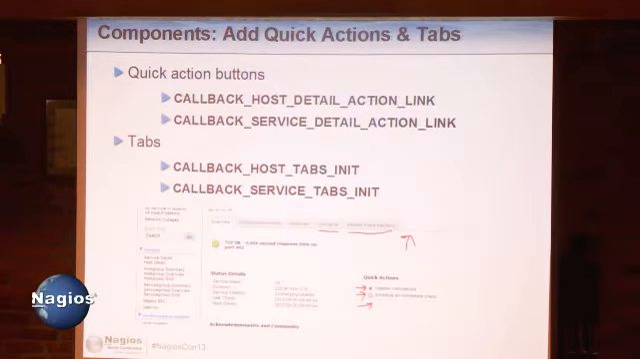And a good note is that the host and the service ones are different. So if you do one for just hosts, it's only going to show up on hosts. If you do one for just services, it's only going to show up on services. You can use the exact same function if you want, but it's not going to send a service to you if you click on host detail, but it will send a service and a host if you click on service detail, because it knows what the host is. It doesn't know what the service is going to be if you click on host.